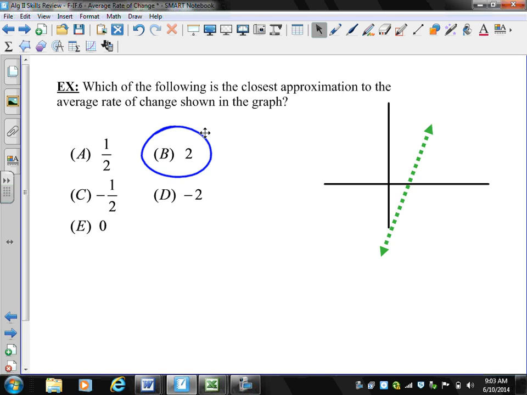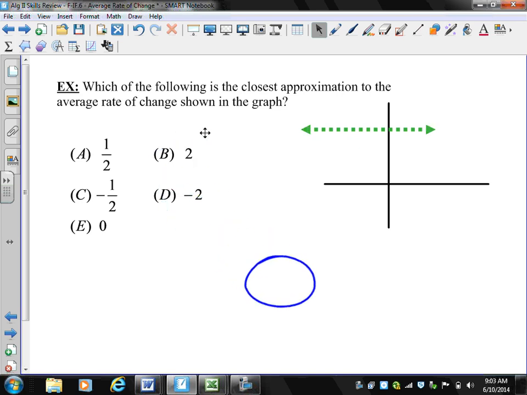Okay, last example here. What if we had the line looking like that? What would our slope be? Well, that's a flat line, right? There's no change in our output. So this is a slope of 0.